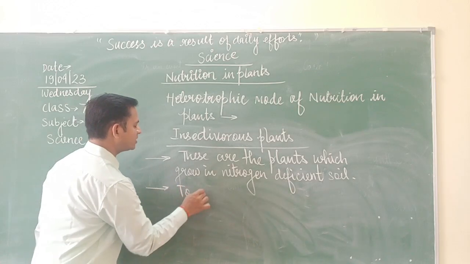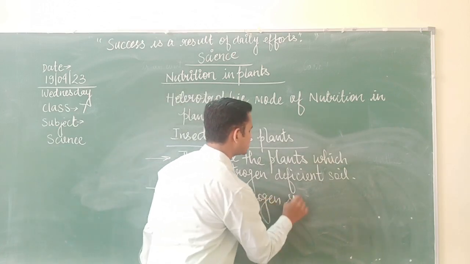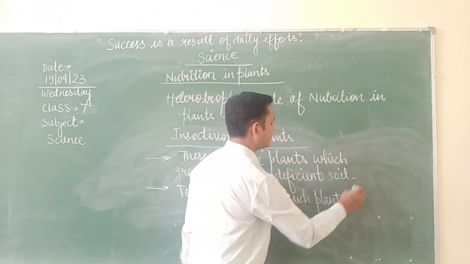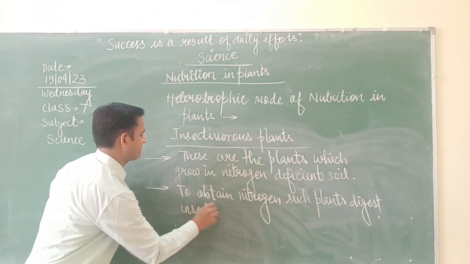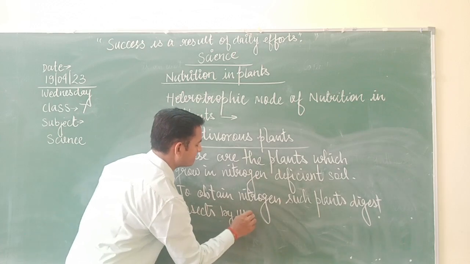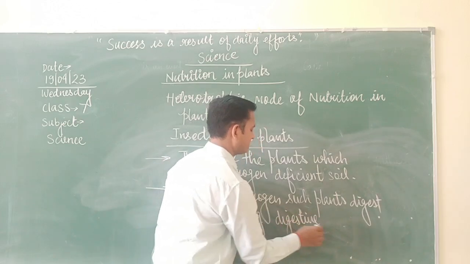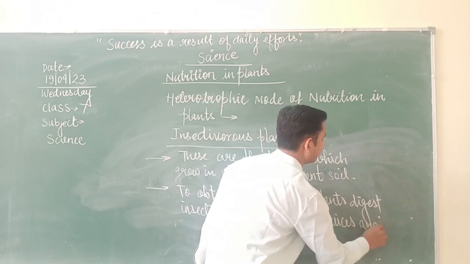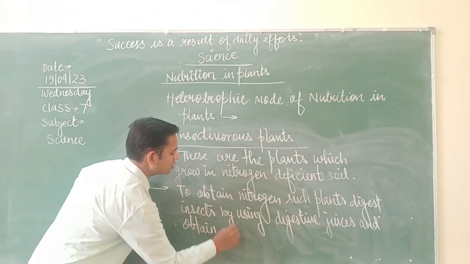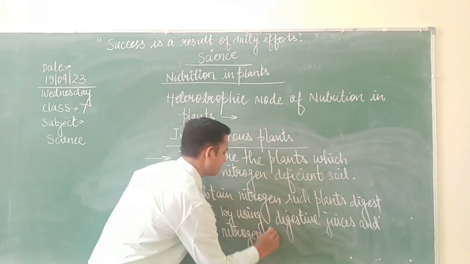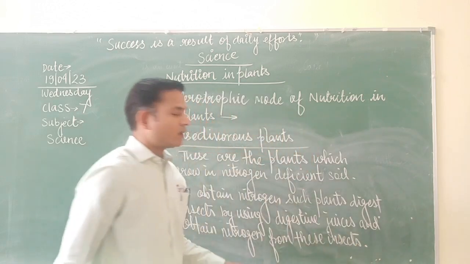To obtain nitrogen, such plants digest insects by using digestive juices and obtain nitrogen from these insects. I hope it is clear.